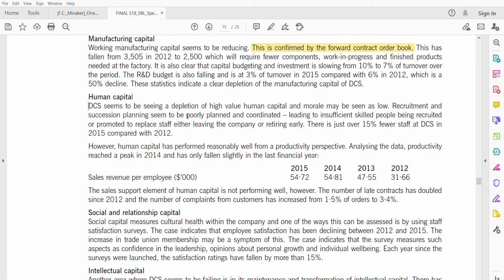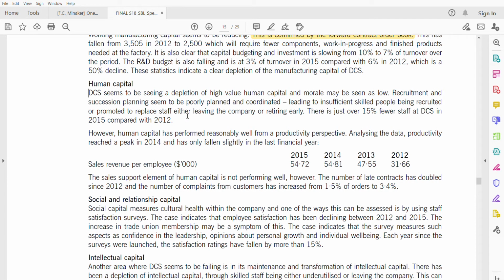Okay. DCS seems to be seeing a depletion of high value human capital. Already somewhere when we were discussing, we told that DCS is finding it hard to find the high caliber staff. Staff turnover is increasing. Staff satisfaction is reducing from 72 to 61%. What is it saying? All these are saying that they seem to have a depletion of high value human capital and morale may seem as low, of course.